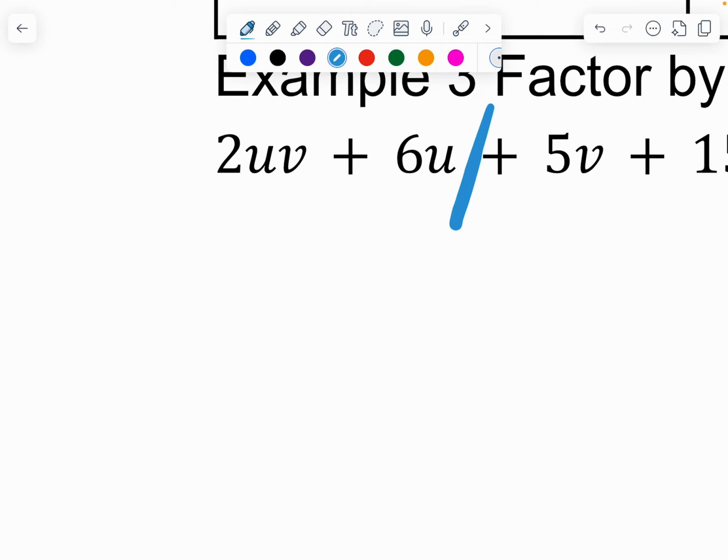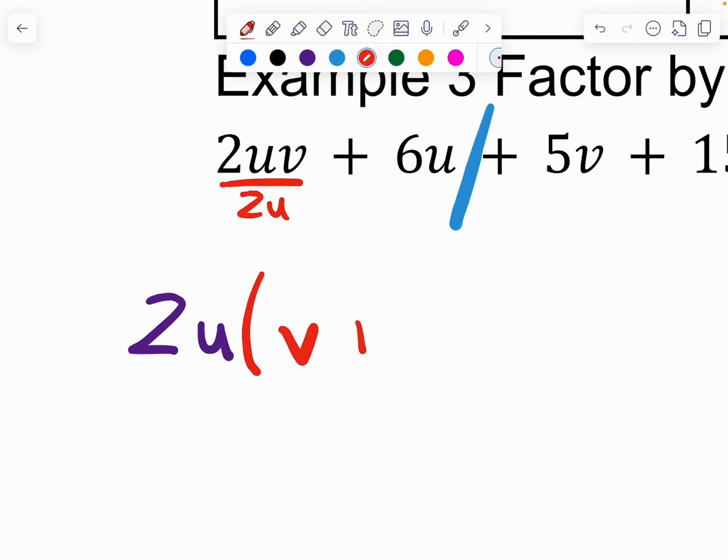What do they have in common? Well, 2 goes into both of them, and u goes into both of them. So I'm going to put this other part in the parentheses. I divide by 2u. What am I left with? I'm left with a v, plus, if I divide this by 2u, I've got a 3.